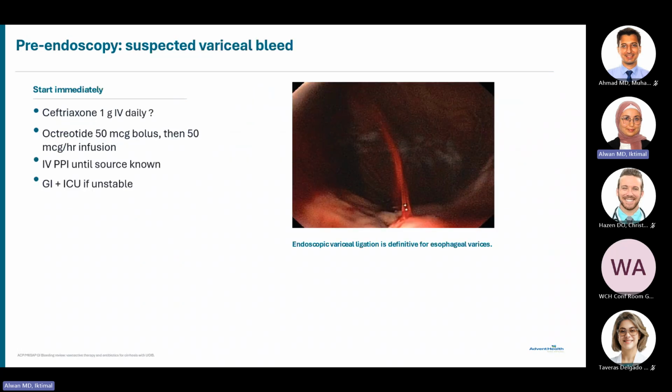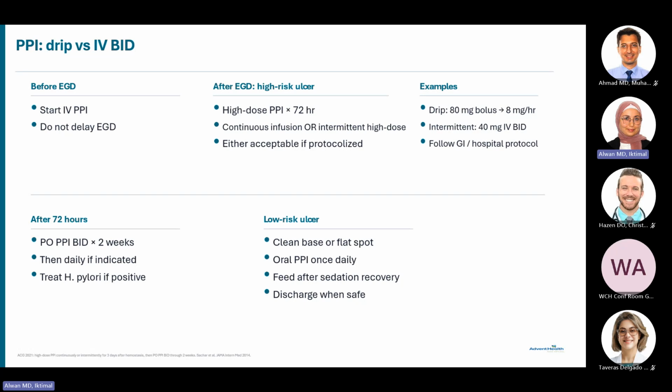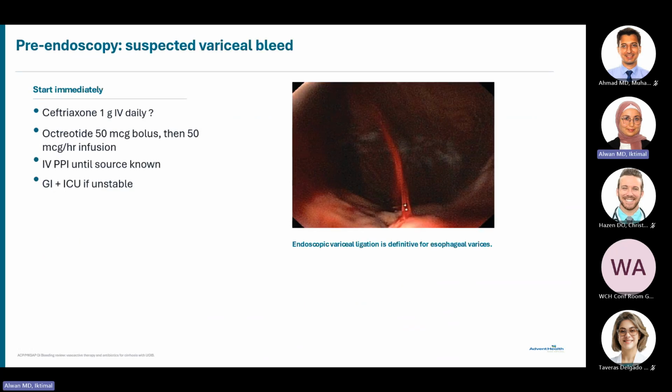IV PPI, we discussed we can do either a drip or intermittent, and then we consult GI. And if needed, usually variceal bleeds are very severe, and usually they want the patient in the ICU. Okay. For how long are we giving this high dose PPI? Like 40 IV BID or even more. Sometimes they do 2 or 4 times a day, and sometimes we do the drip.